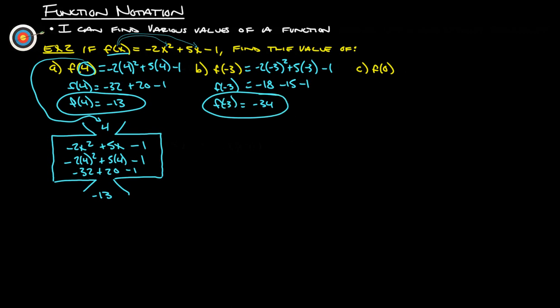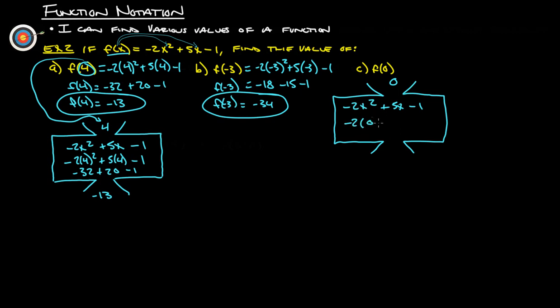Okay. All right, and this last one here, just for fun, I'm going to go back and do the function machine. Why? Because I like to. If you remember, our function is negative 2x squared plus 5x minus 1. The 0 goes in for the x, so negative 2 times 0 squared plus 5 times 0 minus 1. This is 0 plus 0 minus 1, which gives us negative 1, and that's our f of 0 is negative 1.